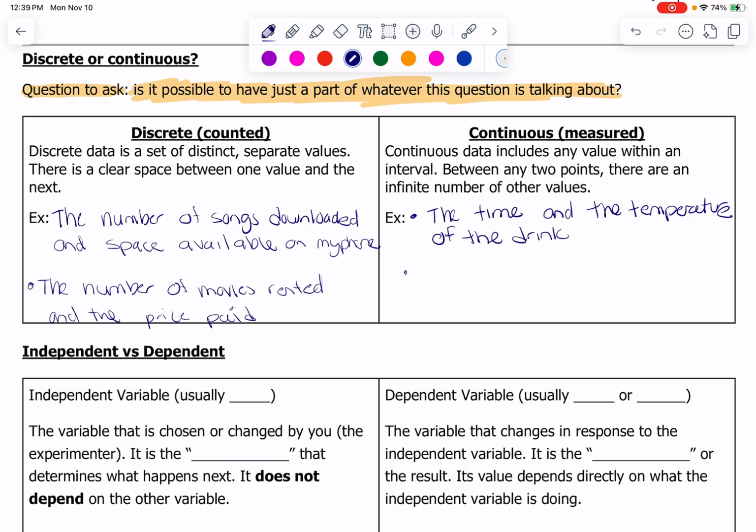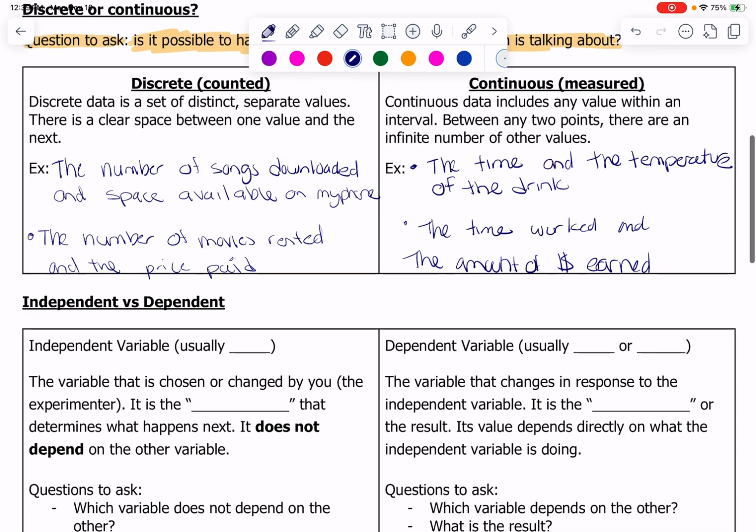Okay. A second example is the time worked and the amount of money earned. So if I think about the time that I've spent working, can I work for half an hour? Yeah, I can work for half an hour and get paid for half an hour. Can I earn half of a dollar? Sure, that's why we have cents, right? I can earn a penny if I work for a certain amount of time.